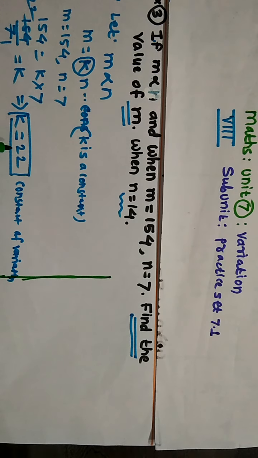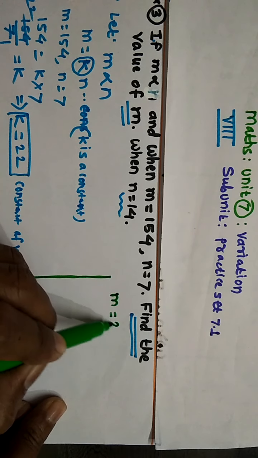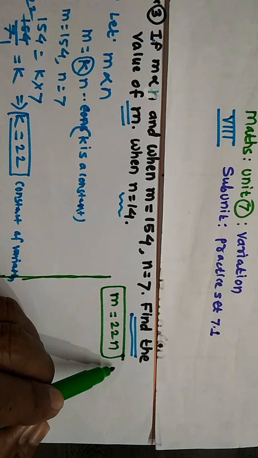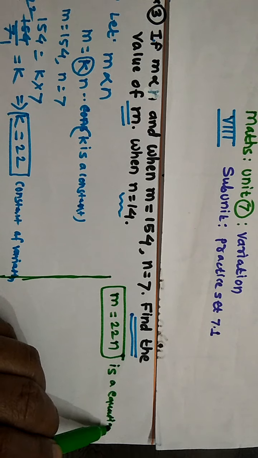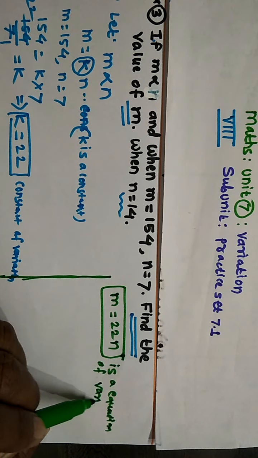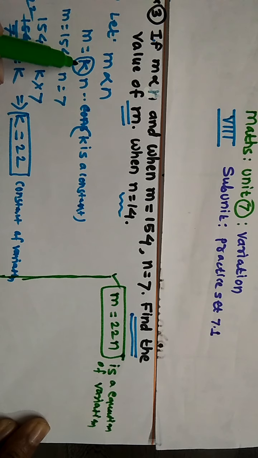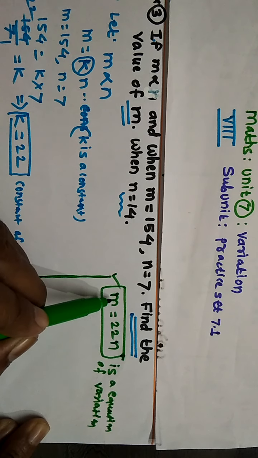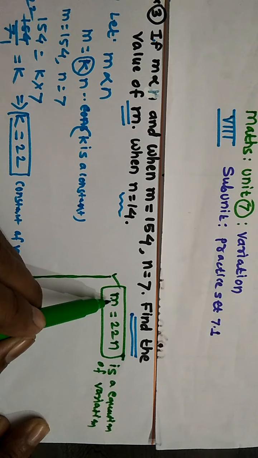Now substitute this value of k in this equation. We get m is equal to 22 into n. This is called the equation of variation. By substituting the value of k in this equation, we get the equation of variation. Now using this equation, if m is given, then we find the value of n. If n is given, then we find the value of m.